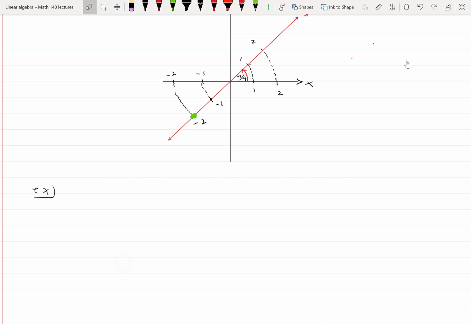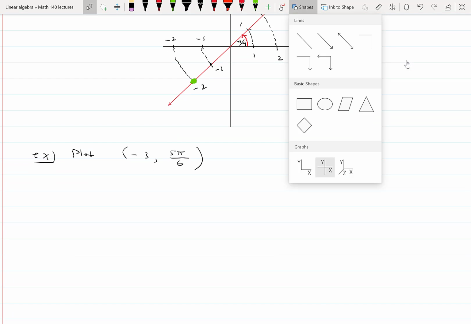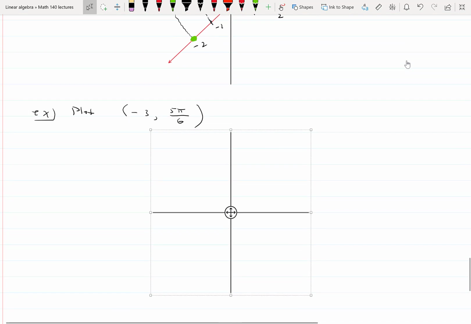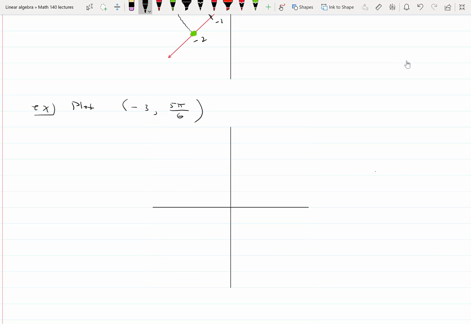So let's do another one. Plot another point with negative values for r. Let's plot the point -3 and 5 pi over 6. Once you get used to the idea that you could have multiple representations of points and that r can be negative, it's not that big of a deal. It doesn't have a real long learning curve. It doesn't take a long time to get used to this. It just takes a little practice.